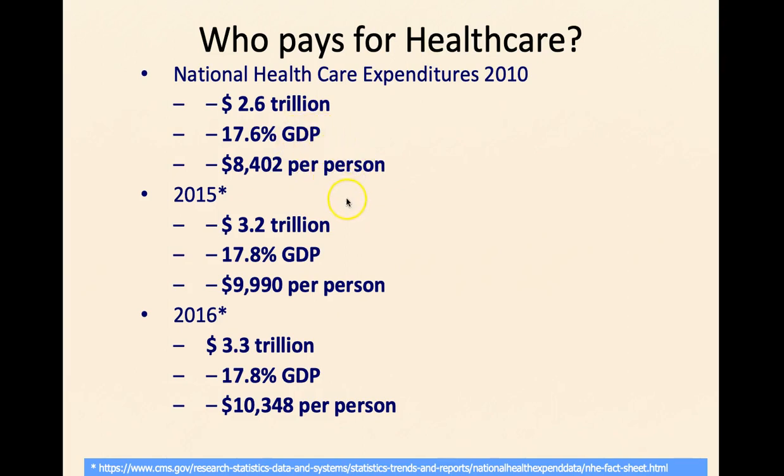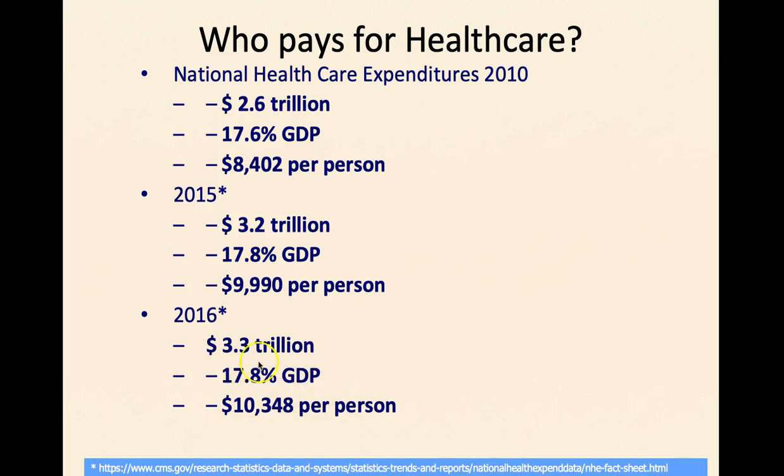Now, we have explained all these terminologies in Chapter 1, so you already understood what GDP stands for. 5 years later, it has increased to 3.2 trillion in 2015, about 17.8% of the gross domestic product, still close to about 18%, and it has gone up to almost 10,000 per person. A year later, in 2016, it has gone up to 3.3 trillion US dollars. That's the total expenditure. It's still at 17.8% of gross domestic product.